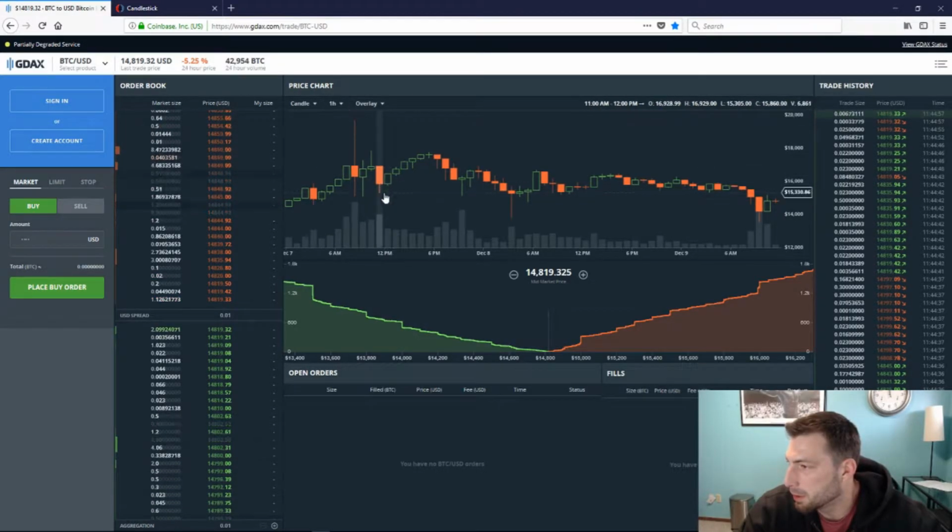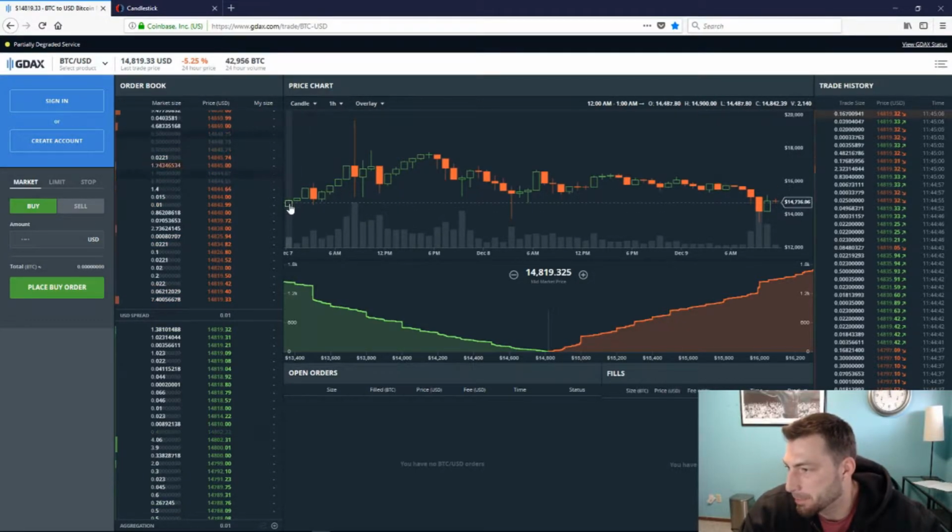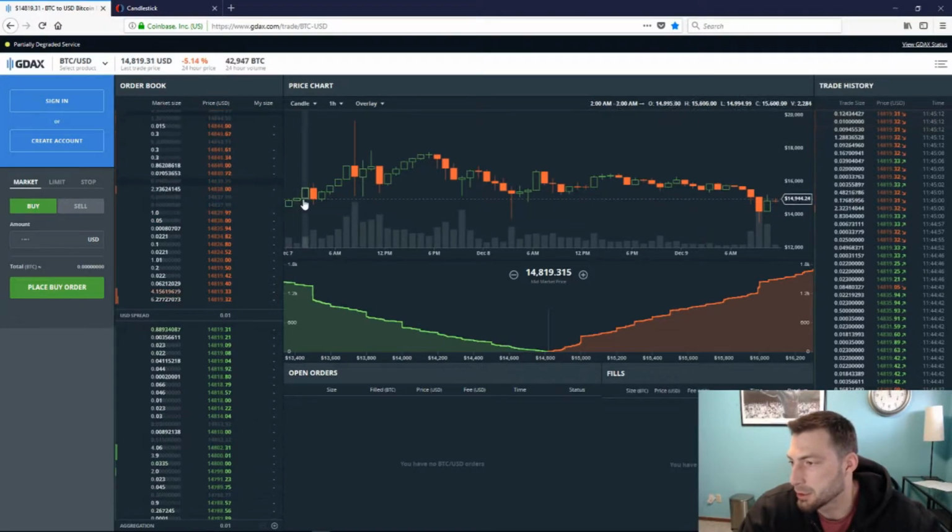Anyway, so 1 hour, and okay, let's get into the colors. Why are some of these red and some of these green? Green means that the price ended, in this 1 hour of time, in this 1 hour candlestick, higher than it started. That's all the green means.